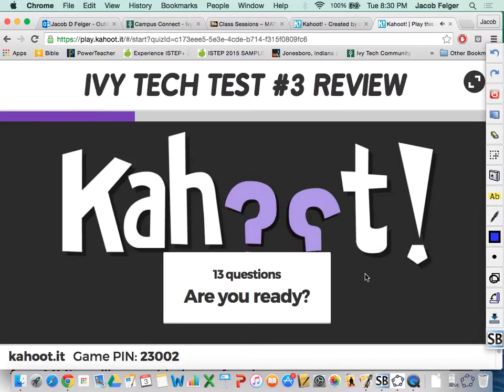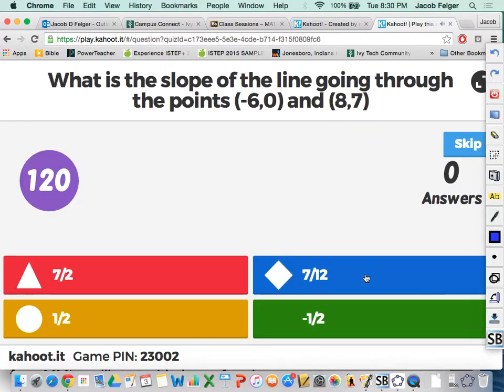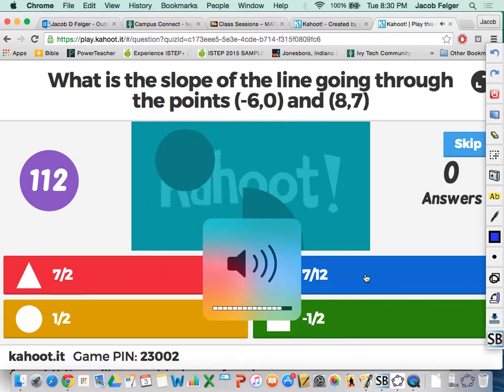13 questions, okay? You got 2 minutes max on each one of these. I'll try to make them shorter, though. Okay, what's the slope of the line going through the points -6, 0 and 8, 7? The quicker you answer, the more Kahoot points you get.